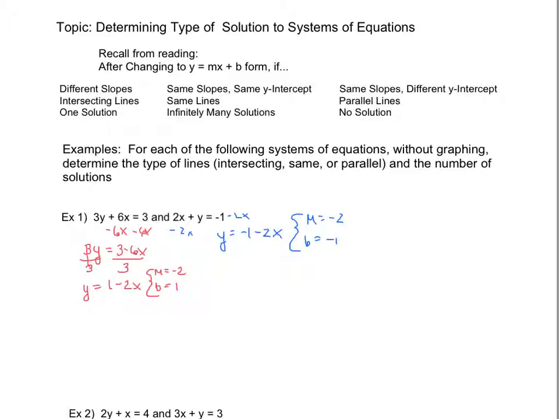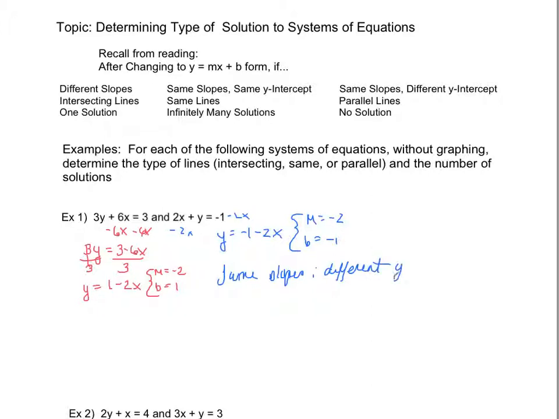Now looking at what I have here, I see that my slopes are the same. So I know that I either have infinitely many or no solution. Then I look at my y-intercept, but I notice my y-intercept is different. So if I write that down, I have same slopes and different y-intercepts.